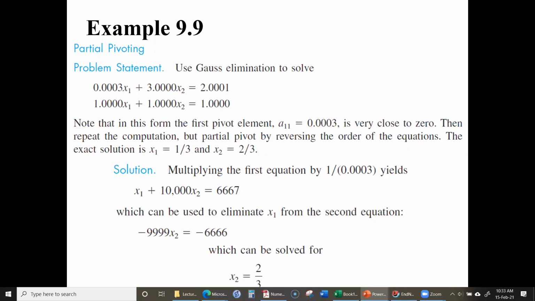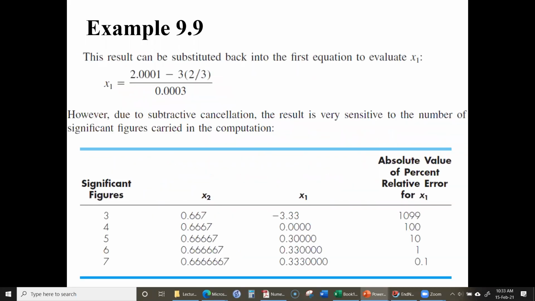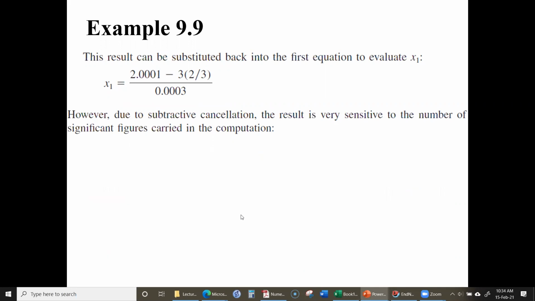However, if we limit ourselves to, say, 3 significant digits, and then increase to 4 significant digits, and 5, 6, and 7, we will see that we will get different solutions. And of course, the absolute relative percentage error will decrease.